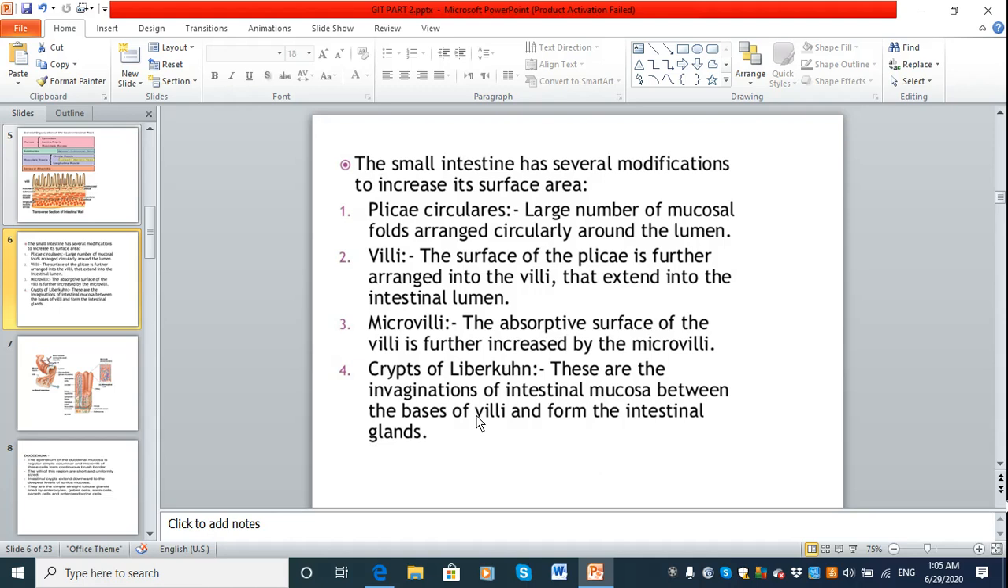And then we have microvilli. They are the absorptive surface of the villi, and it's increased by the microvilli. While crypts of Lieberkühn are invaginations of the intestinal mucosa between the bases of the villi, and form the intestinal glands. Crypts of Lieberkühn, let me clear this point, are like a tubular gland, also called an intestinal gland, and they lie between the villi. Villi are shaped like fingers. And Lieberkühn, I think, was a German anatomist.